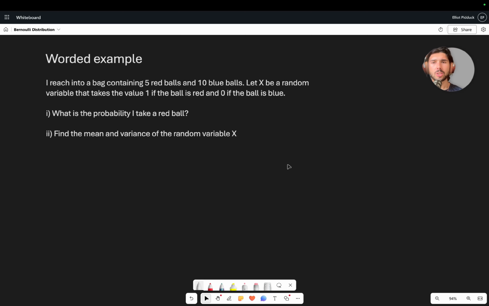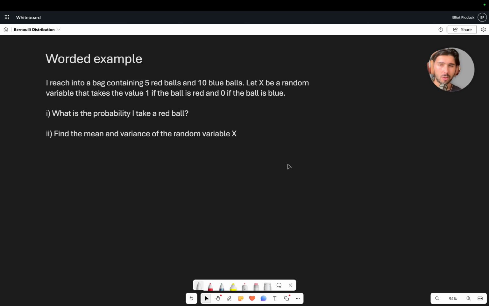So I reach into a bag containing 5 red balls and 10 blue balls. Let x be a random variable that takes the value 1 if the ball is red and 0 if the ball is blue. First of all, what is the probability that I take a red ball?